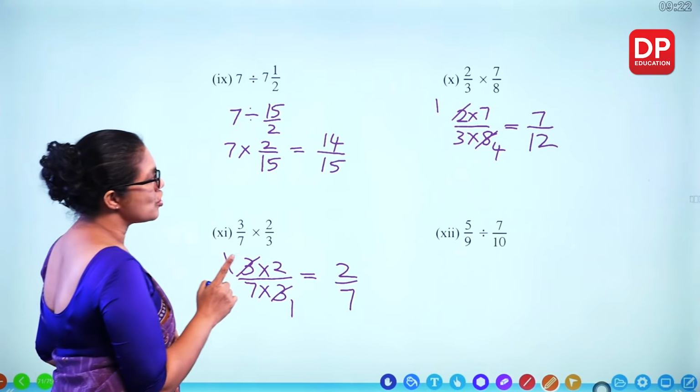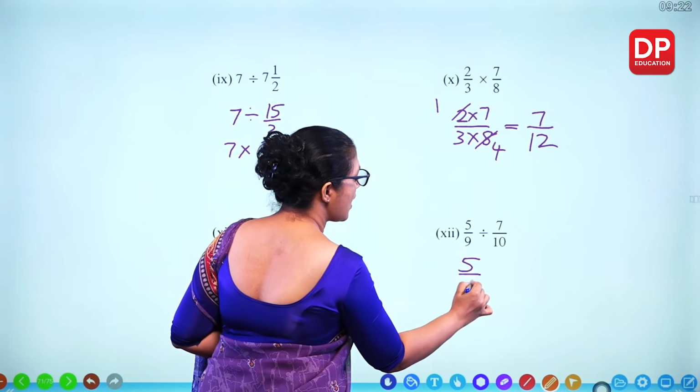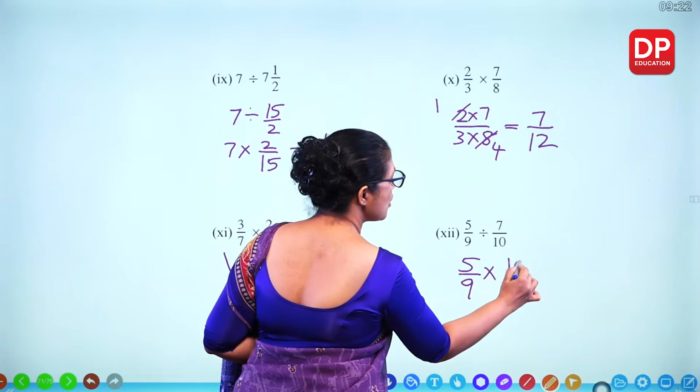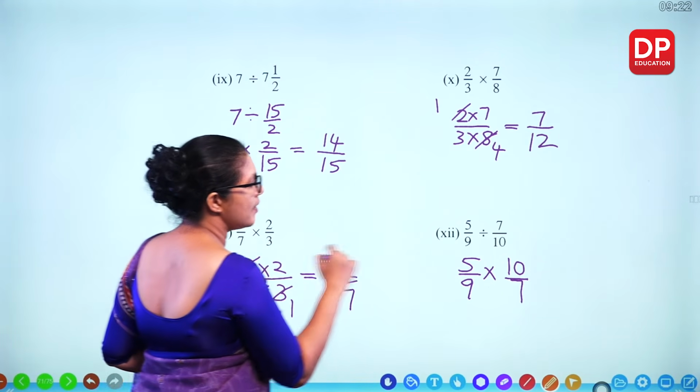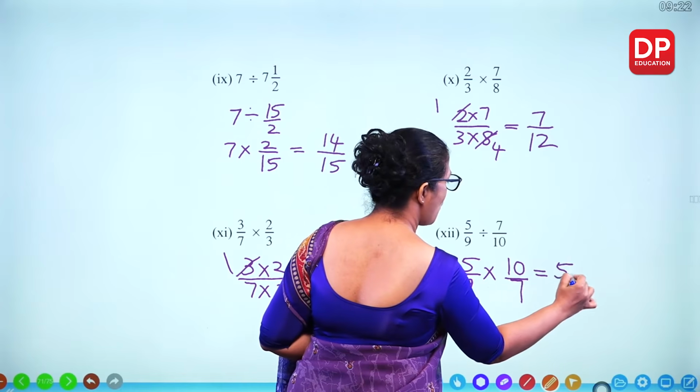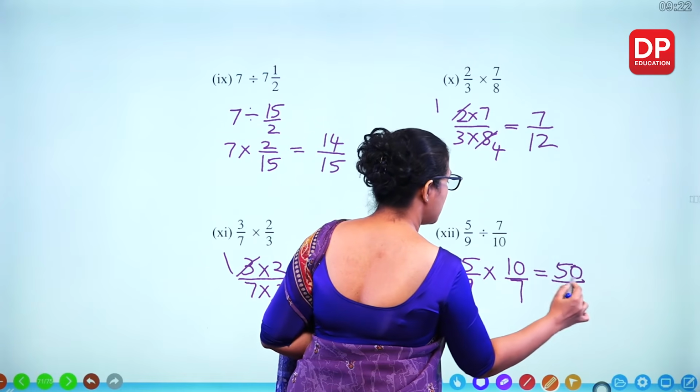Now this is division. So division you can convert to multiplication by its reciprocal. Can you simplify? No. So 50 over 63.